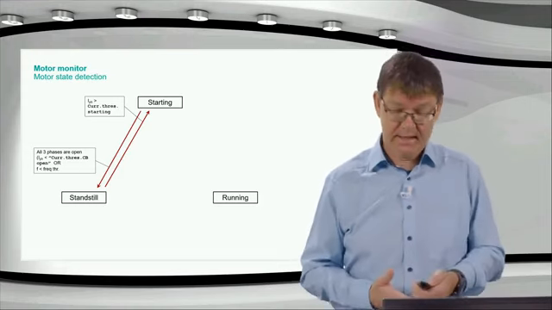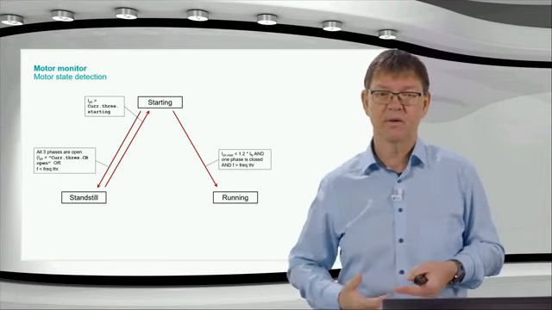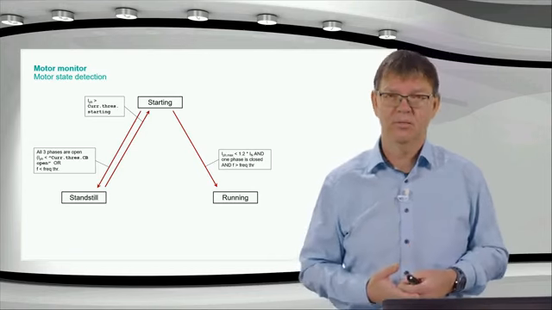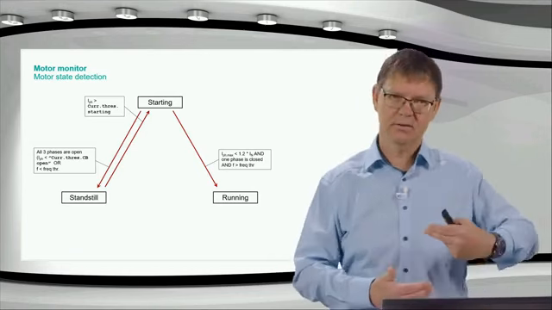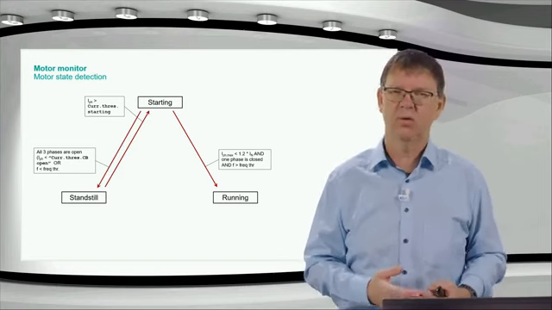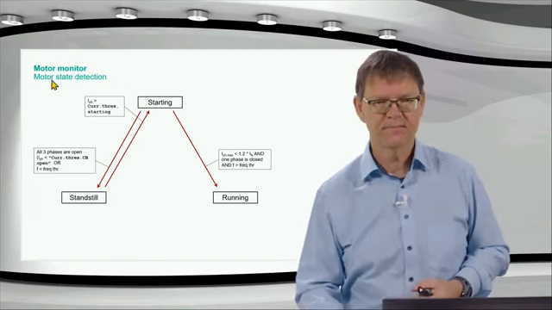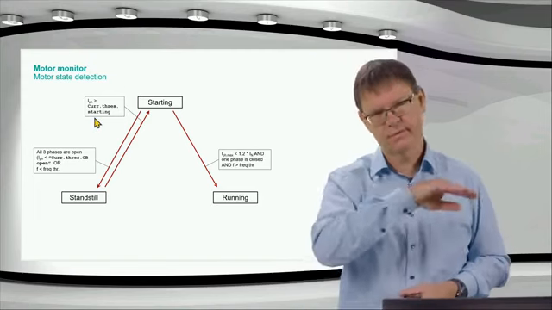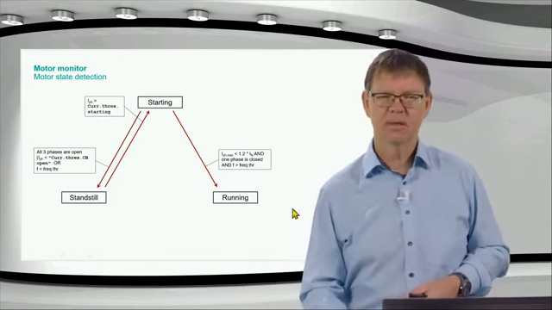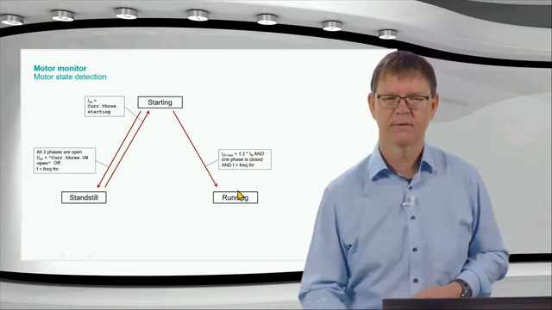Then I have the running state of the motor, and I can come from starting to running if the current goes down again, because we assume the starting current is higher than the nominal current, the load current, which is there when the motor is running normally. So I fall below that threshold here, but it's not just that threshold, because the current goes down slightly and drops down. It must be below another threshold, and this is 1.2 times the nominal current.